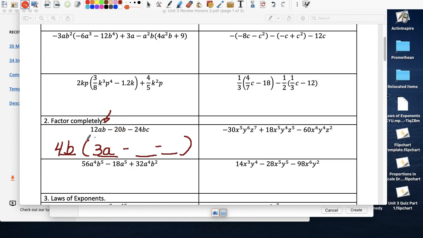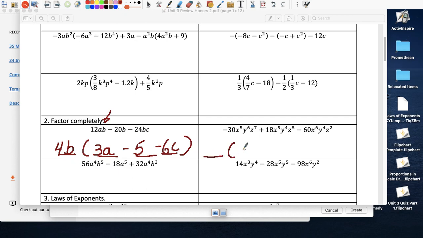Okay. Next one, 4b times what equals 20b would be just 5. 4 times 5 is 20, and then b just tags along. 4b times what equals 24bc? Well, it can be 6c. If you multiply 4 times 6, you get 24, and then multiply b and c, you get bc. That's factored out.